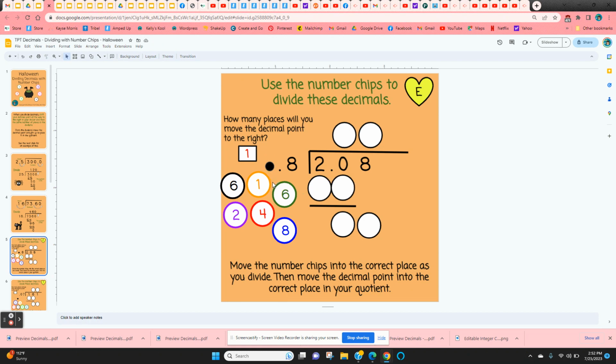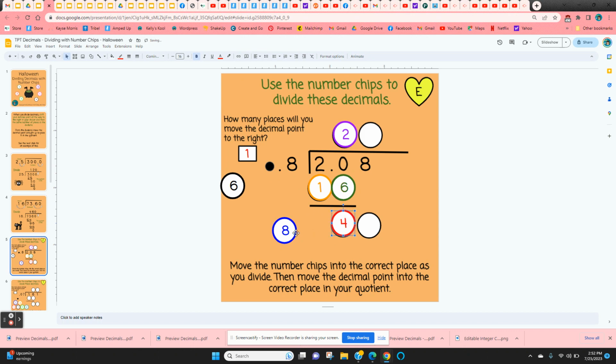So now we're going to divide. They can move the number chips by clicking on the edge, clicking and holding, and then they can move it wherever they like. Every slide has all of the numbers they need. So 8 goes into 20 2 times. So I'm going to move my 2. 8 times 2 is 16. So I'm going to move the 1 and the 6. If I subtract, I get 4.